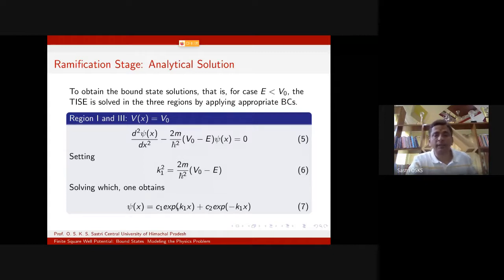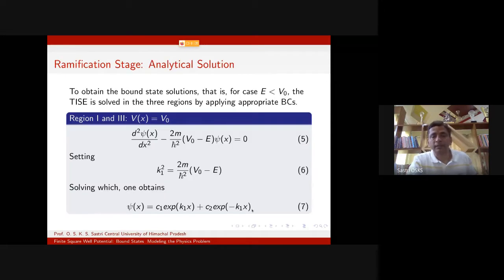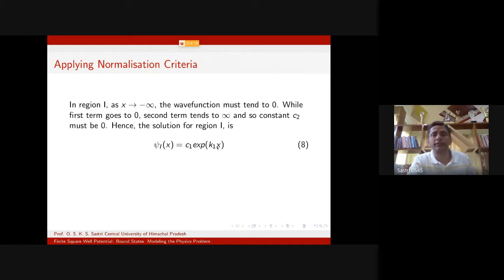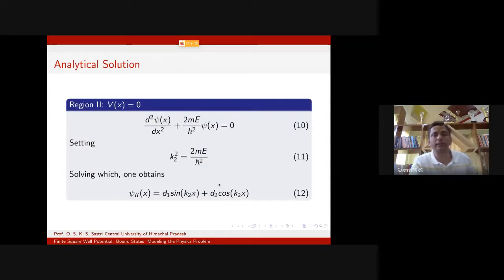Now here, depending on the boundary conditions, you have to decide on the values of C1 and C2. This is very well known. As x tends to minus infinity, one term will go to 0, whereas the other is going to increase to infinity. So you have to force C2 to 0. So the solution will be psi1 equals C1 times exponential K1x. Similarly, with similar reasoning, we can show that psi3 will be equal to C2 times exponential minus K1x. So these are very well known to us.